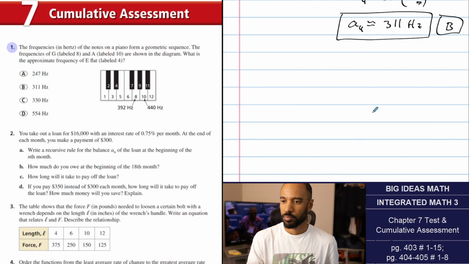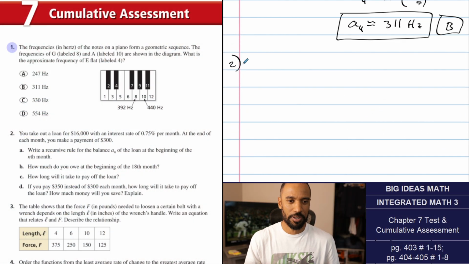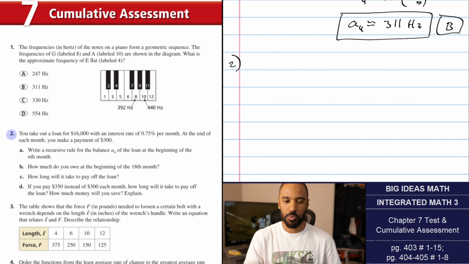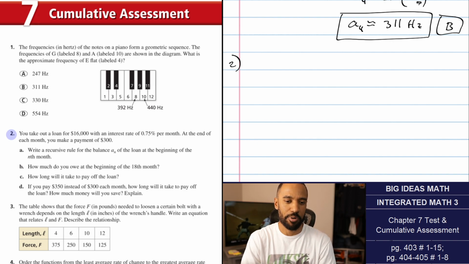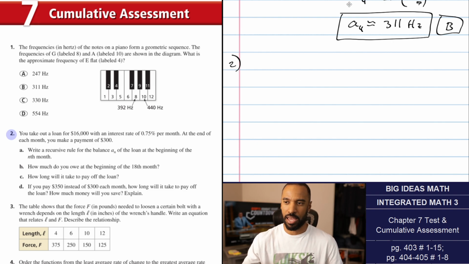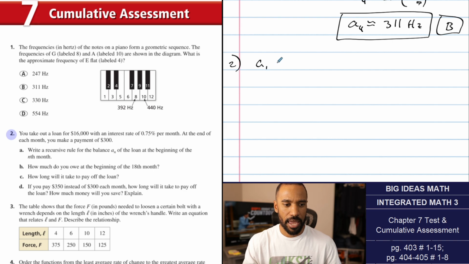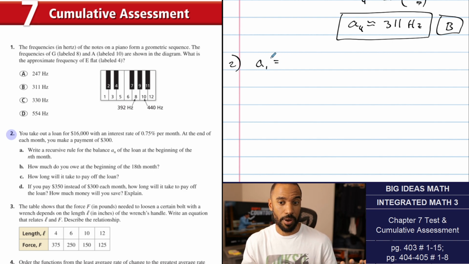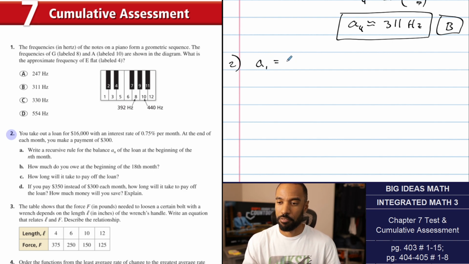Number 2. Tricky, man. Cumulative assessments are not for the faint of heart. You take out a loan for $16,000 with an interest rate of 0.75% per month. At the end of each month, you make a payment of $300. Write a recursive rule for the balance a sub n, the loan at the beginning of the nth month. This was still in chapter 7. So our a sub 1, they did say write a recursive rule, so this is a part of it. Our first term is $16,000, the loan that we take out.